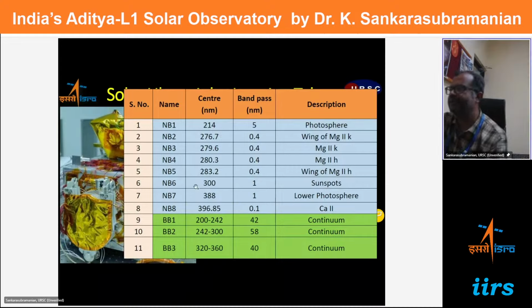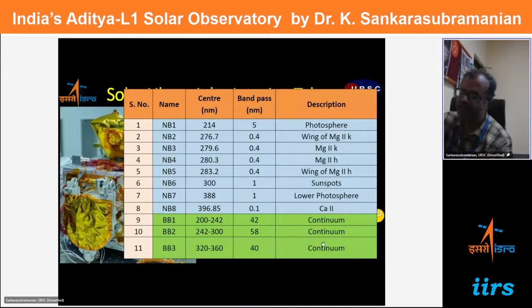These are the list of filters available in the SUIT instrument. You can see that each of the filters looks at different regions. For example, this filter looks at the photosphere, and this set of filters will look at the specific lines which form in the chromosphere, and these 2 filters will look at the photosphere, especially for sunspots. And this is the calcium II K images, which is looking at the chromosphere, and this is the continuum.